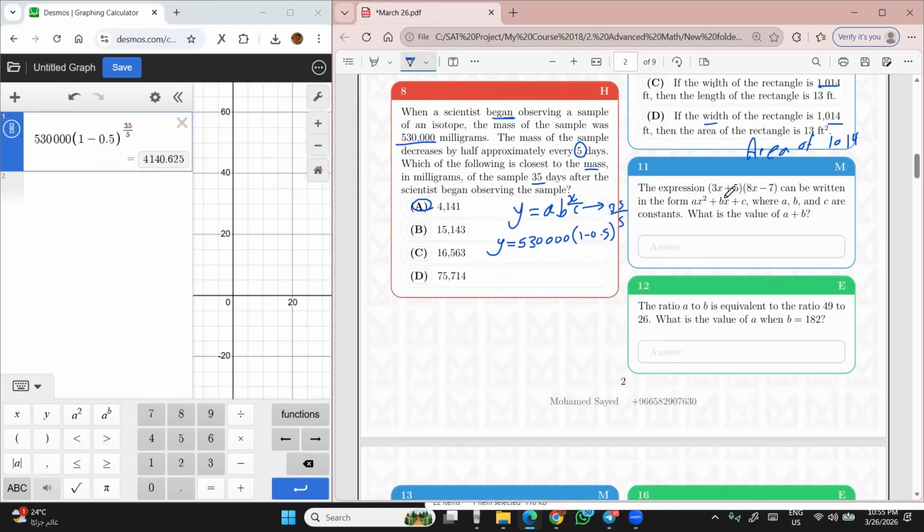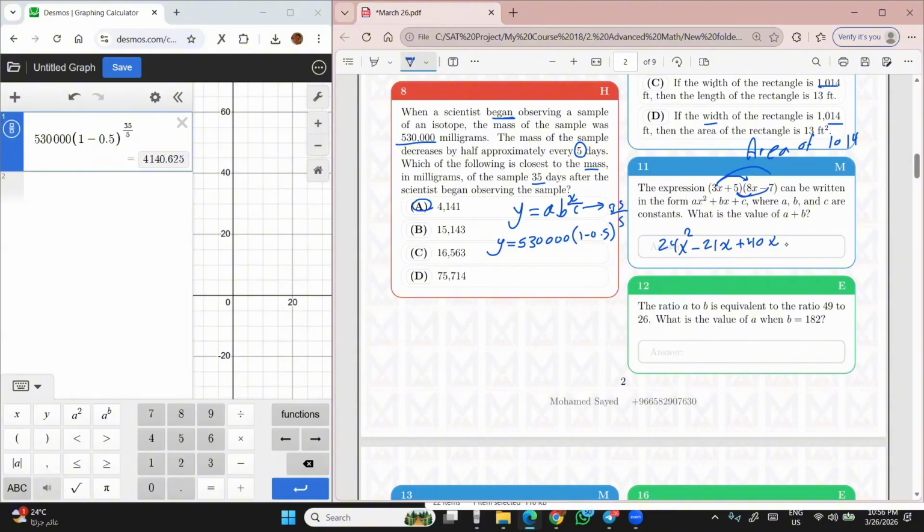The expression 3x plus 5 times 8x minus 4 minus 7 can be rewritten in this form. A, B, and C are constants. What's the value of A plus B? How can we do that? How can we distribute? We need to know how to distribute the polynomials or the binomials multiplied. So 3x times 8x is equal to 24x squared. And 3x times negative 7 is negative 21x. Be careful about dealing with the negative signs. And then 5 times 8x is equal to plus 40x.